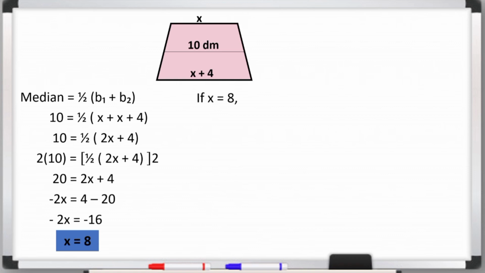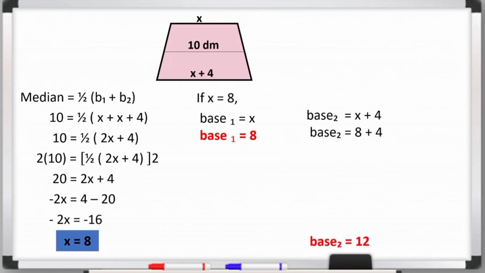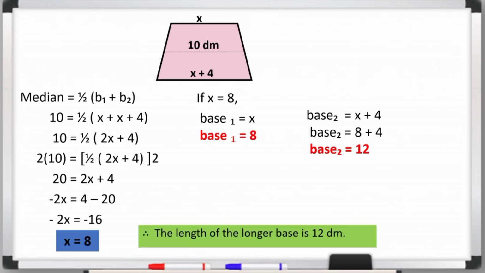So if x equals 8, base 1 equals x, so base 1 equals 8. Base 2 equals x plus 4. So 8 plus 4, base 2 equals 12. So from the problem, what is the longer base? The length of the longer base is 12 decimeters.